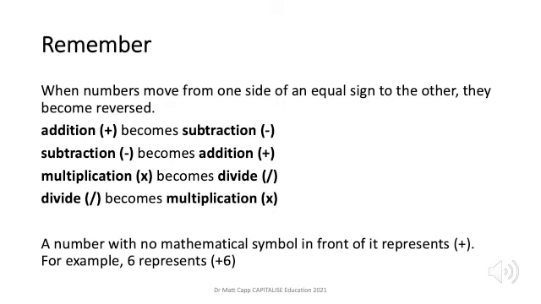When moving numbers across an equal sign, it is really important to remember a few mathematical rules. When a number moves from one side of an equal sign to the other, the value of the number reverses. It's also important to remember that if a number doesn't have a mathematical symbol in front of it, it represents a positive.